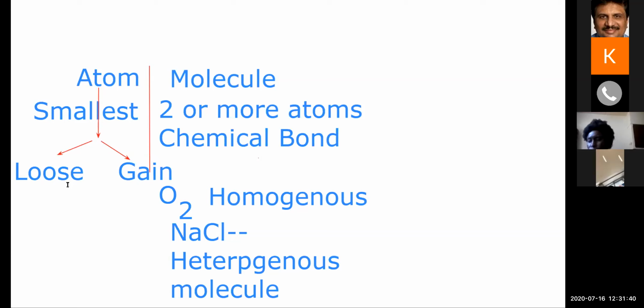So when an atom loses an electron, you have to consider that an atom is a neutral entity, with an equal number of protons and an equal number of electrons. If it loses an electron, then the number of protons becomes higher. So when it becomes higher, the atom becomes positively charged. And when an atom gains an electron, an electron becomes extra, more than protons.